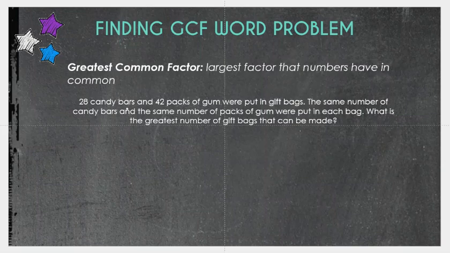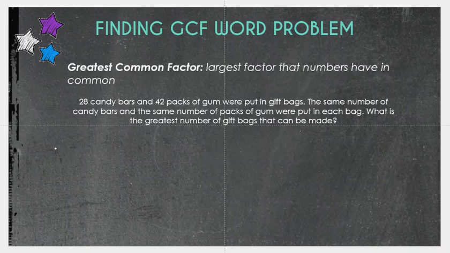So 28 candy bars and 42 packs of gum were put in gift bags. The same number of candy bars and the same number of packs of gum were put in each bag. What is the greatest number of gift bags that can be made? So this problem's not saying that the number of candy bars and the number of packs of gum are the same. They're saying the same number of candy bars go in every bag, and the same number of packs of gum go in every bag.